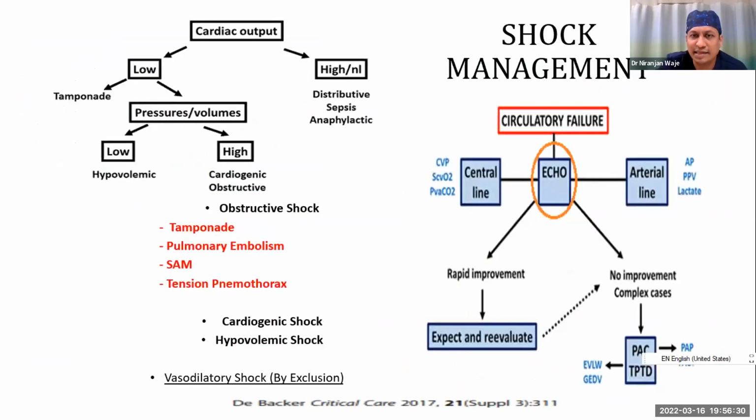As all the talks have mentioned, there are different types of shock. In a hemodynamically unstable situation, in case of shock, we need to find out what the problem is and address it accordingly. Essentially, shock can be diagnosed as obstructive shock, cardiogenic shock, or hypovolemic shock with a low preload, and finally, if all three are missing, it becomes a vasodilatory shock by exclusion. However, by echo, we can objectively classify it as a vasodilatory shock.